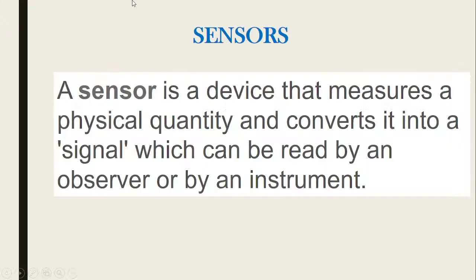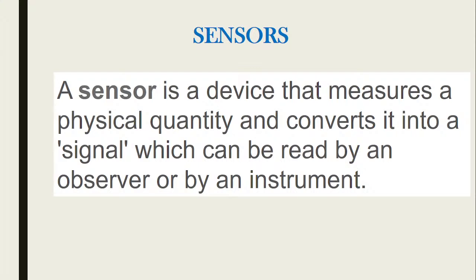Then, how can we communicate with sensors? You can use different types of sensors, and this is just a definition of a sensor. A sensor is a device that measures a physical quantity and converts it into a signal which can be read by an observer or by an instrument. So any sensor, in general, uses a mechanism to convert a physical parameter to an electrical signal. The physical parameter can be anything: temperature, humidity, orientation, current, or voltage.